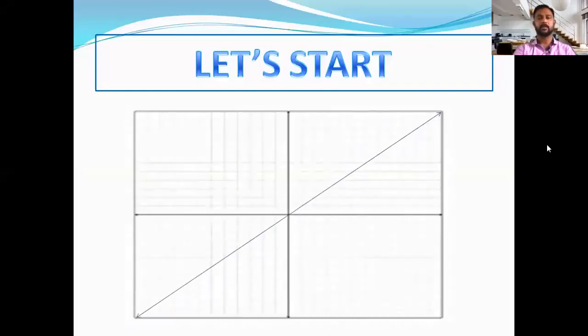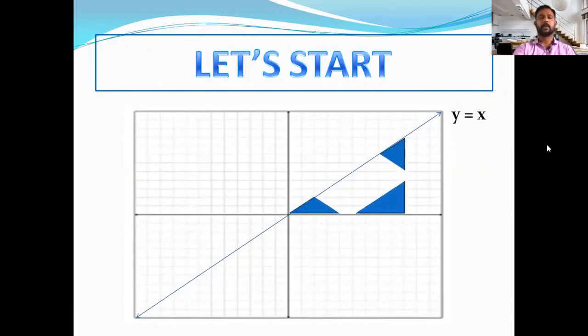Consider this straight line, which is bisecting the first and third quadrant. Can you say what is the equation of this line? Obviously, it is the graph of the identity function whose equation is y is equal to x.